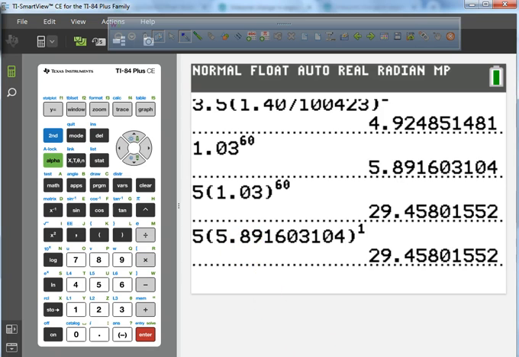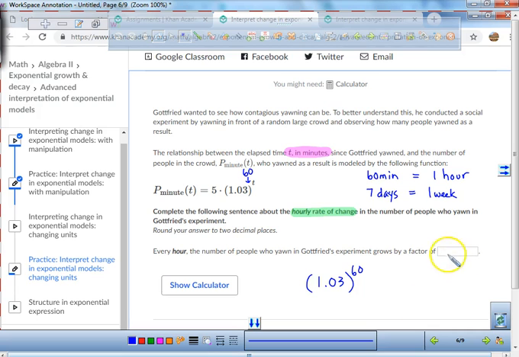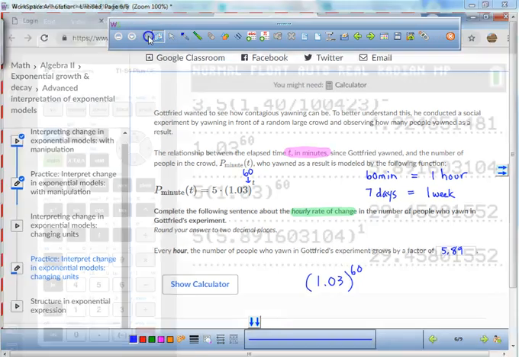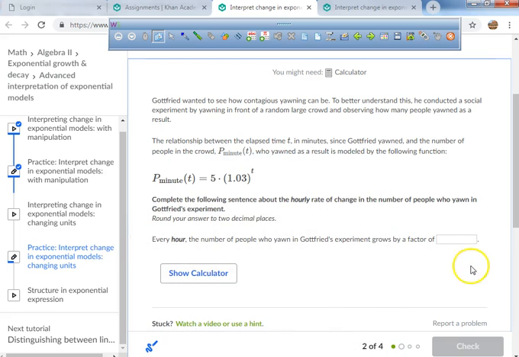So we go over here. And right here, I'm going to put 5.89. And I'm going to check. All right, so we're just going to go ahead and type in 5.89. And hopefully got this one right. We did.